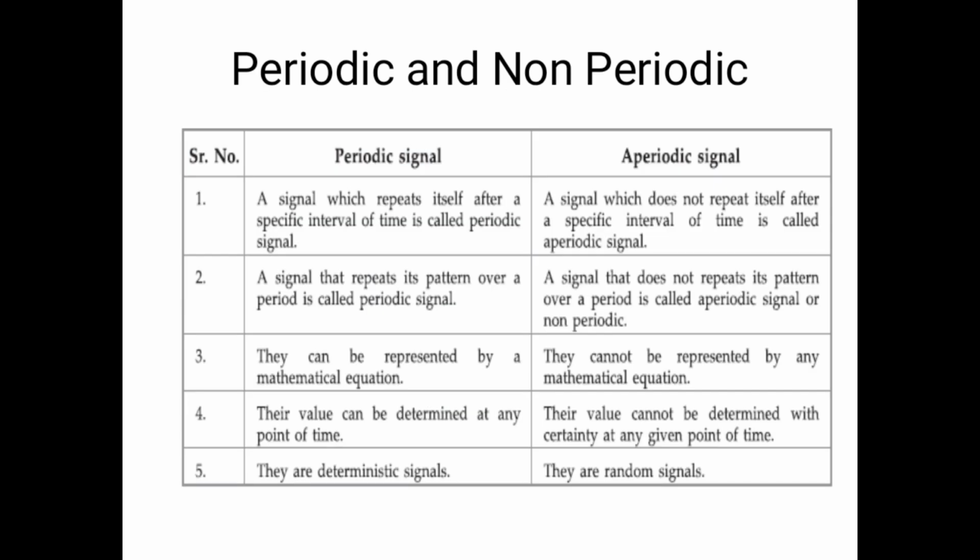Periodic and non-periodic signal. Here comes a tabular column to list the difference between periodic and non-periodic signals. A signal which repeats itself after a specific interval of time is called a periodic signal. The signal which does not repeat itself after a specific interval of time is called an aperiodic signal. The signal that repeats its pattern over a period is called periodic, and the signals that do not repeat are called aperiodic. Periodic signals can be represented by a mathematical equation, whereas aperiodic signals cannot be represented. Periodic signals are deterministic, whereas aperiodic signals are random and not deterministic.